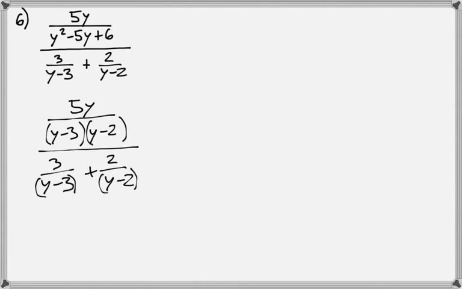Okay, so my LCD. This one has 1 y minus 3, this one has 1 y minus 3, this one doesn't have any y minus 3's. So I do need a y minus 3 in my LCD. This one has 1 y minus 2, this one doesn't have any y minus 2's, this one has 1 y minus 2. So I need 1 y minus 2 in my LCD.